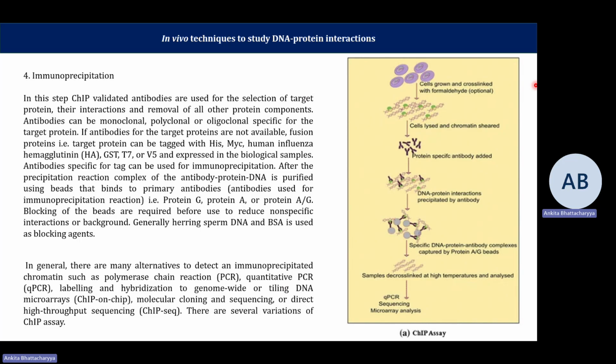A protein-specific antibody can be added, then the DNA protein interactions can be precipitated using the antibody itself. And then you can get DNA protein interactions which are precipitated by the antibody, and then specific interaction complexes are captured by the protein A/G beads. Alternatively, these can be decross-linked at higher temperatures and then analyzed. After elution, qPCR, sequencing, or microarray analysis might be performed.